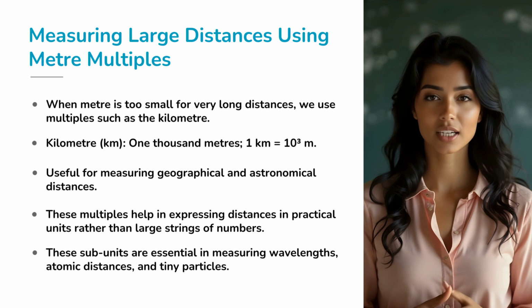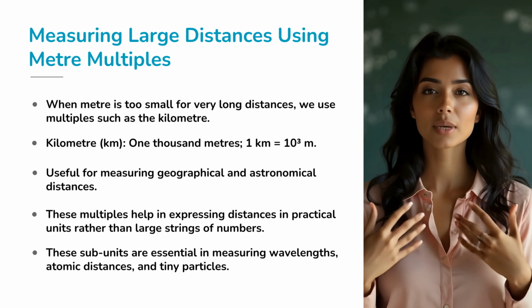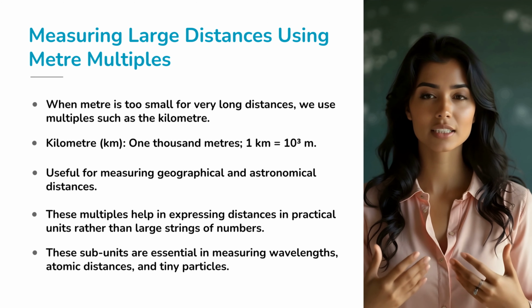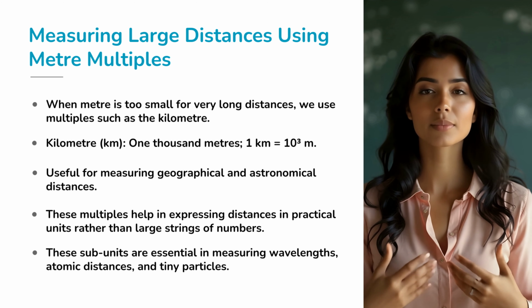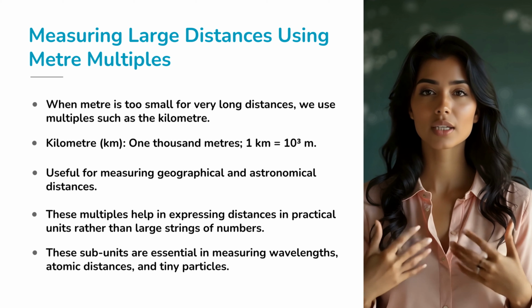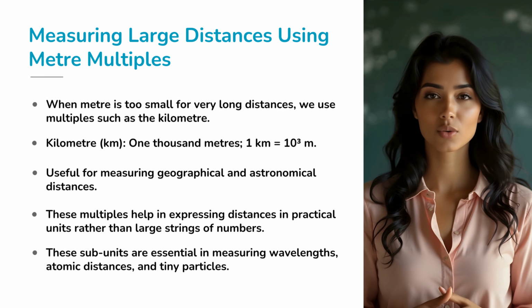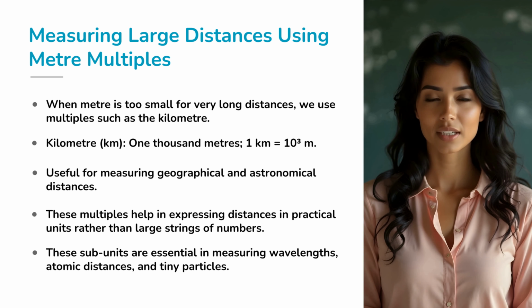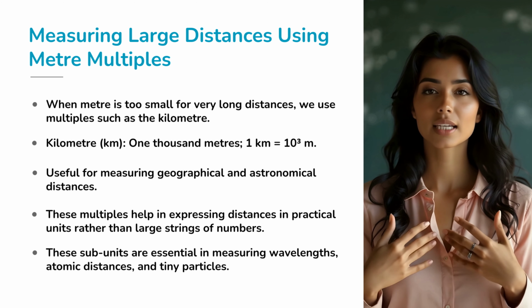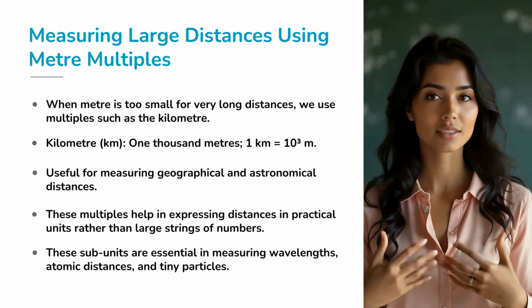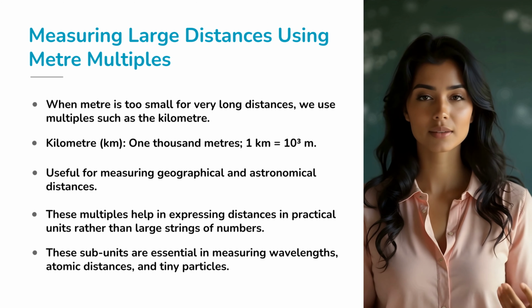Now let's switch to the other extreme. What if a meter is too small? For measuring distances across cities, countries, or even space, we need larger units. Enter the kilometer. 1 kilometer is equal to 1,000 meters, written as 10 to the power 3 meters. This multiple is widely used for measuring roads, flight paths, and even distances between planets. It's much more practical than saying 1 million meters.